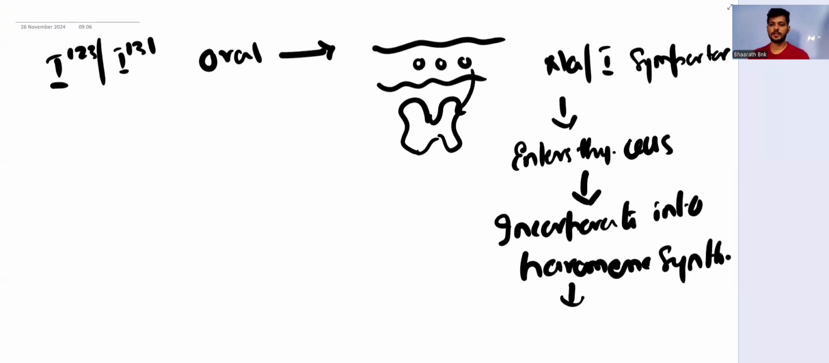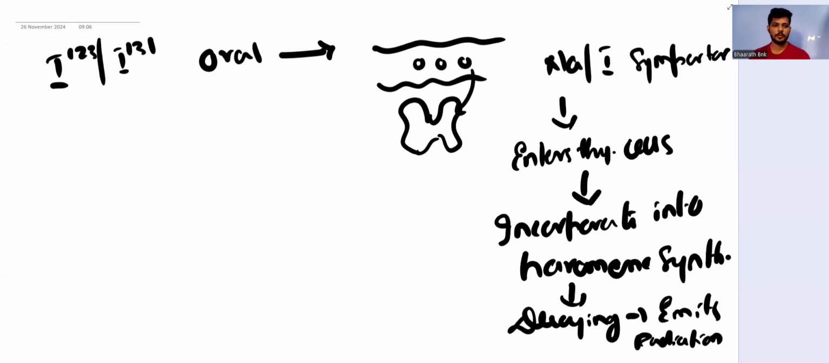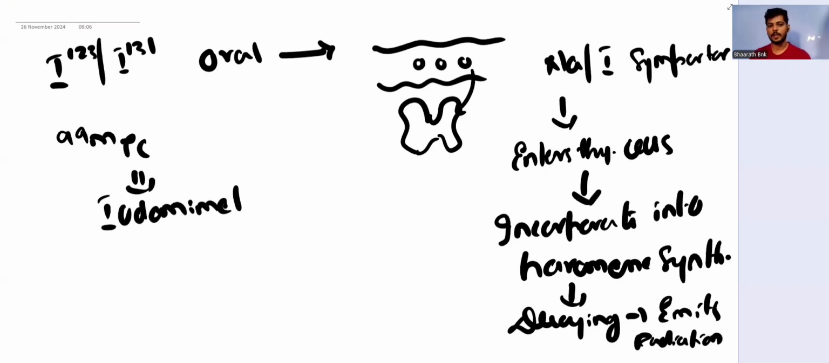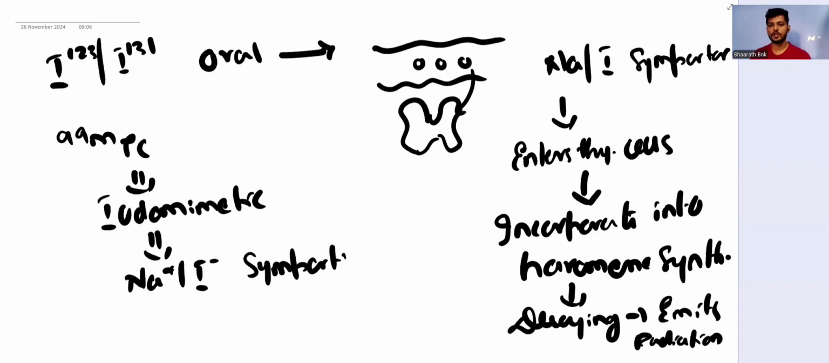And then it starts decaying. When it starts decaying, it emits radiation, and that radiation is captured to produce the image. Now, when you take 99m technetium, this technetium is an iodomimetic compound. It mimics iodine. So, because it is an iodomimetic compound, it is also taken up by the thyroid tissues through the sodium iodide symporter. And once it gets inside, it is not incorporated into the hormone synthesis. So that's the only difference.